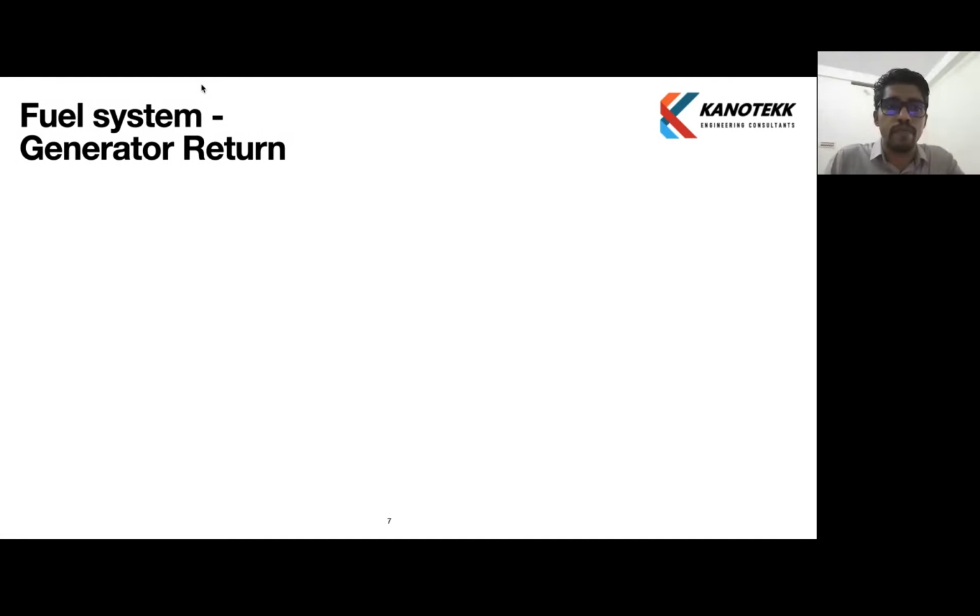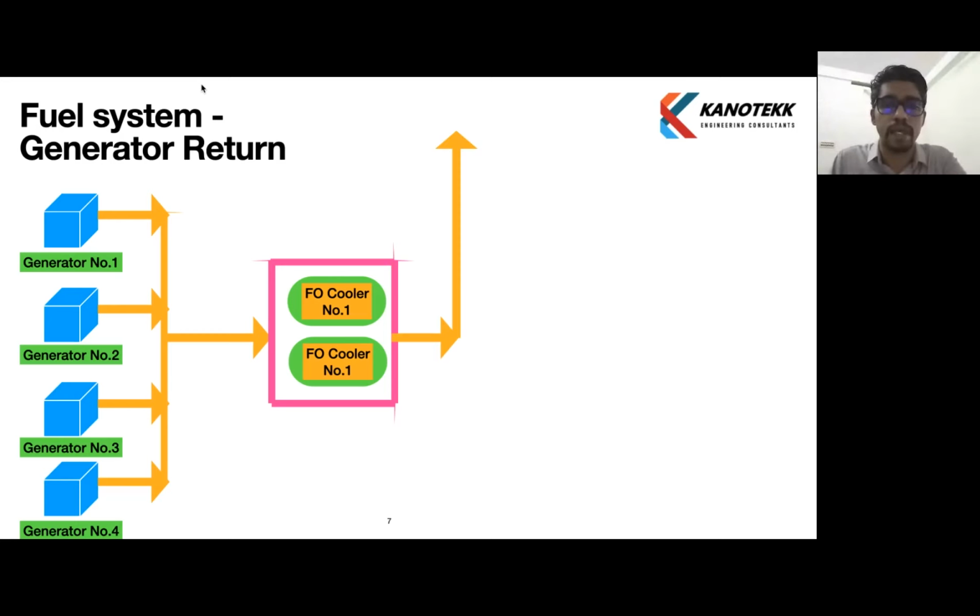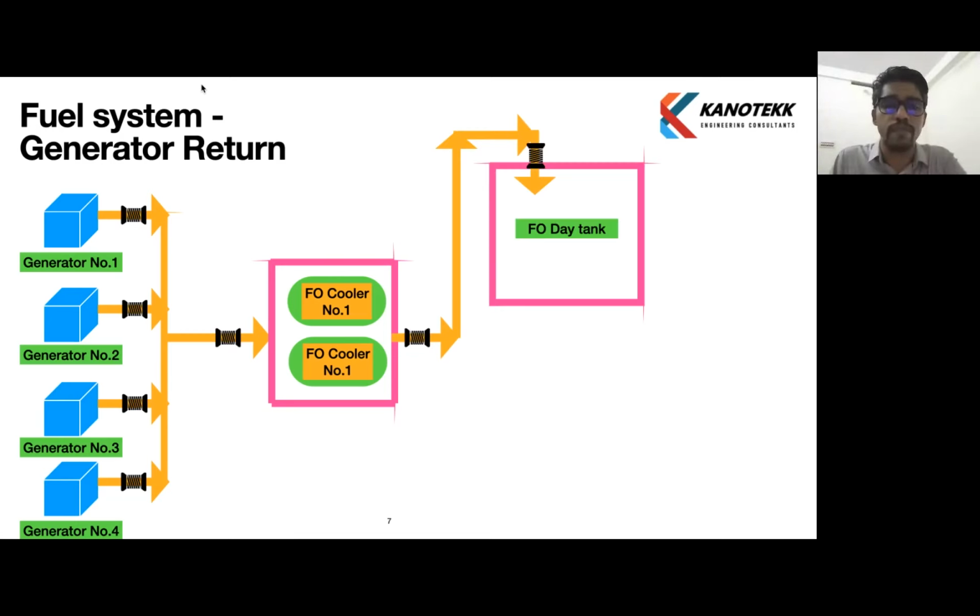Okay, earlier we saw fuel supply. Similarly, there is a fuel return. The fuel supplied to generators will have a fuel return. This return fuel is passed through fuel oil coolers. These are air-cooled fuel oil coolers, which return to the fuel oil dead tank. So there will be a supply from the fuel oil dead tank to generators, and there will be a return from the generators. All the fuel which is supplied will not be used by the generator, so the return fuel will pass through fuel oil coolers to the fuel oil dead tank.